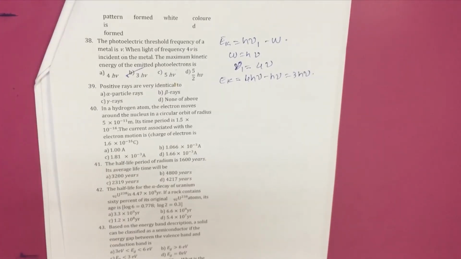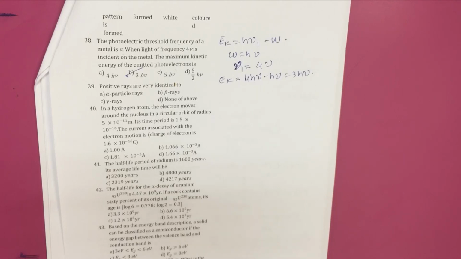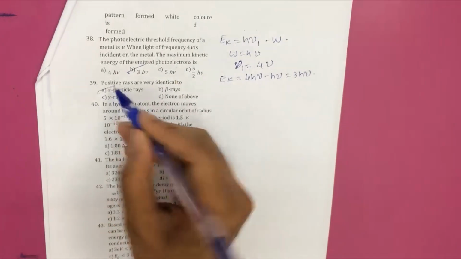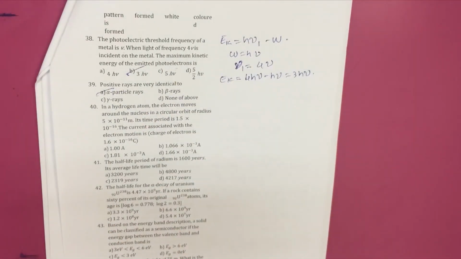Question 39. Positive rays are very identical to. Now positive rays are very identical to alpha particle rays.